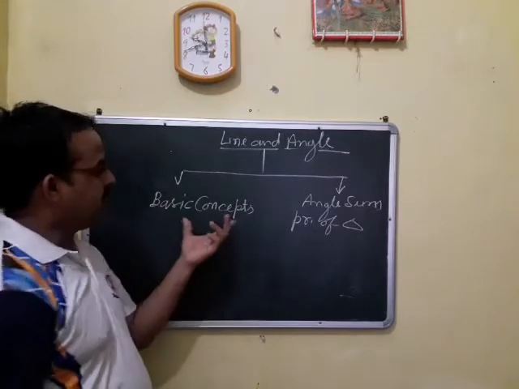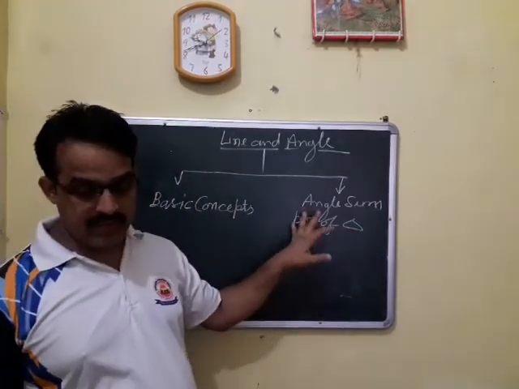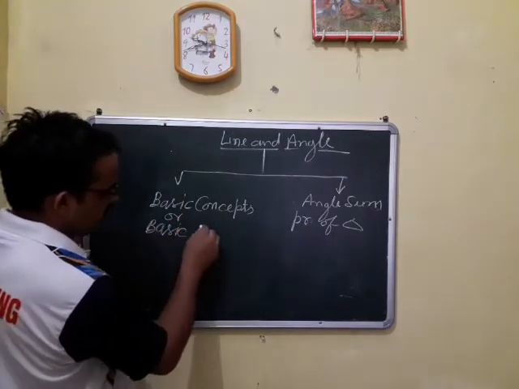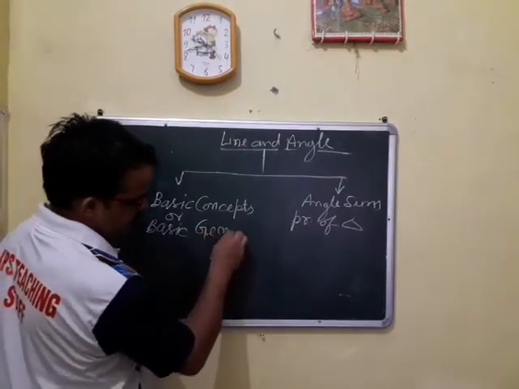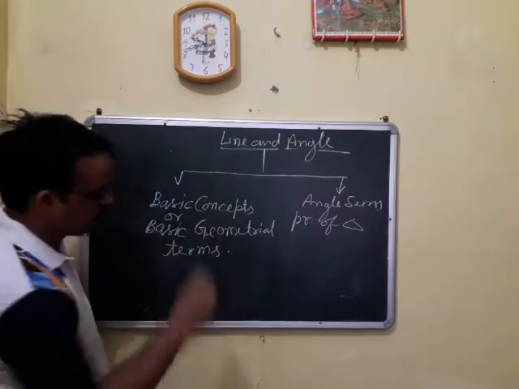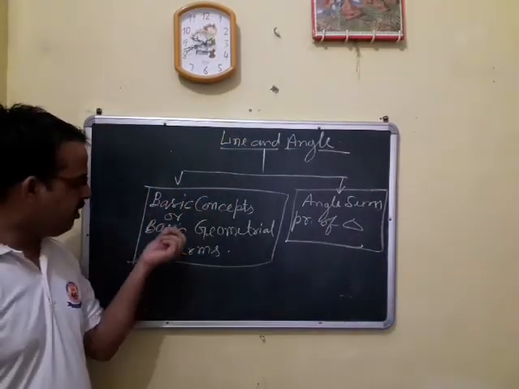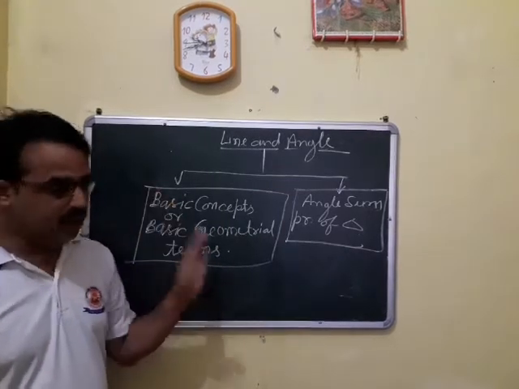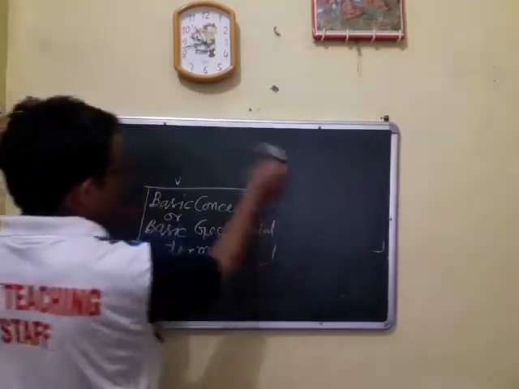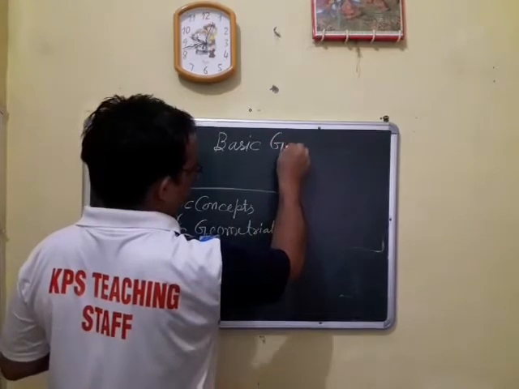तो we discuss लाइन एंड एंगल्स. लाइन और एंगल्स को हम दो पार्ट्स में, बेसिक कंसेप्ट पहले जानेंगे और दूसरी इसको हम क्या जानेंगे, एंगल सम, प्रॉपर्टी ऑफ द ट्रायंगल. अब जो बेसिक कंसेप्ट या बेसिक ज्योमेट्रिकल टर्म्स हैं. So the basic concept is the basic geometrical terms. We discuss here the first point, basic geometrical terms.